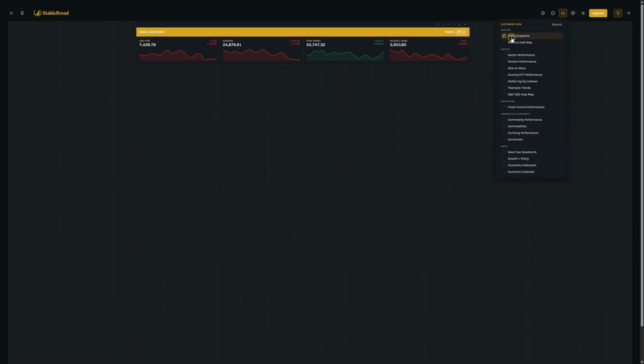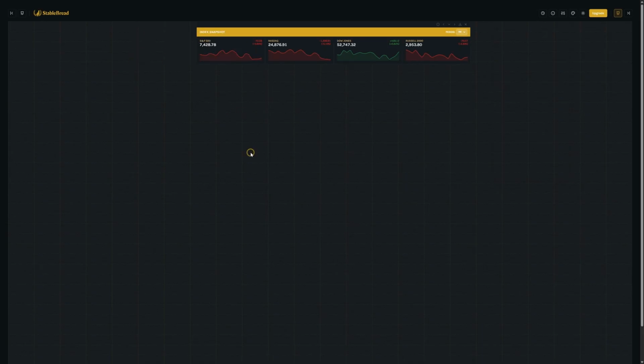So the first panel I want to show is the index snapshot. This one is pretty self-explanatory. It's just 4 cards, one for each major US index. So we have the S&P 500, the NASDAQ, the Dow, and the Russell 2000. Each of them shows where it's trading, how much it's moved over your selected period, which is 1 month, and a small chart of how it got there.